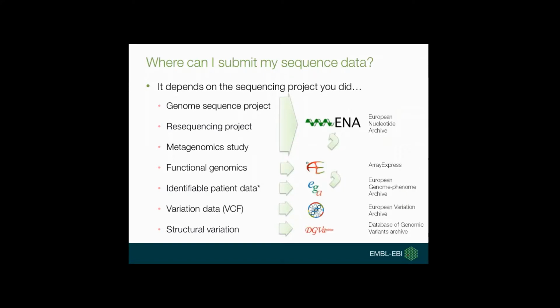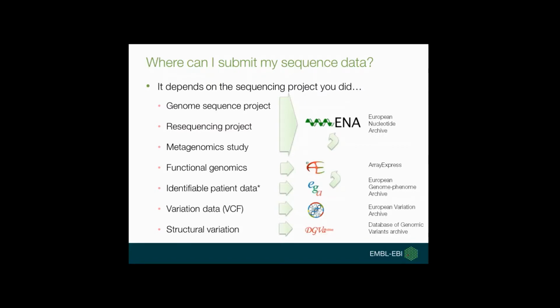Where would you submit your sequence data to? It really depends on the kind of project that you're working on. For the vast majority of projects you would submit to ENA. Maybe you're sequencing a new genome that's never been sequenced before, or maybe you're doing a resequencing project where you've got a reference genome. Maybe it's a metagenomics study or a metatranscriptomics study. In all of these cases you would submit to the European Nucleotide Archive directly.